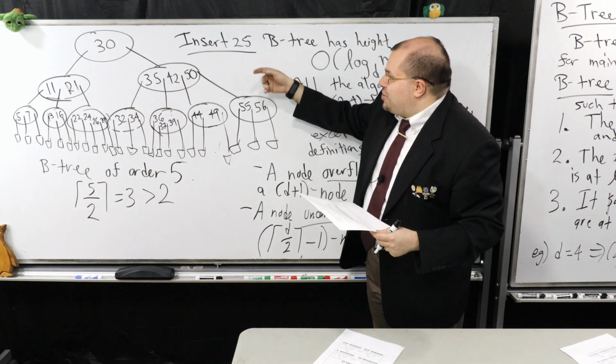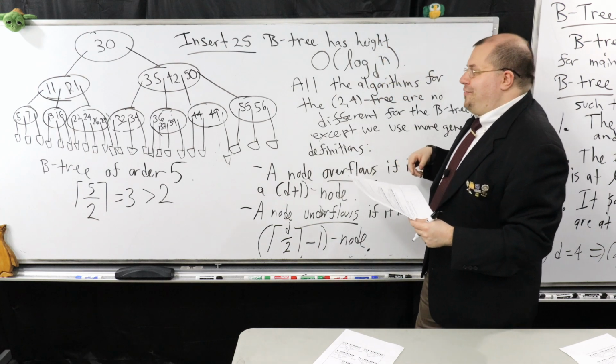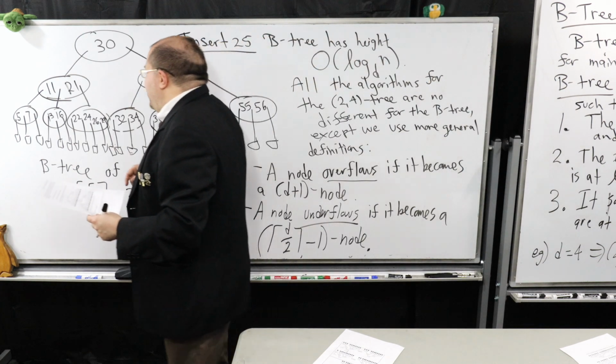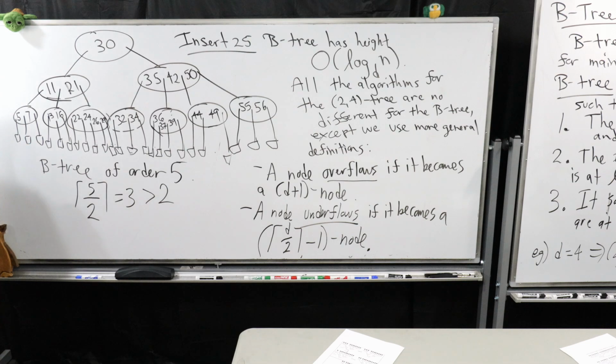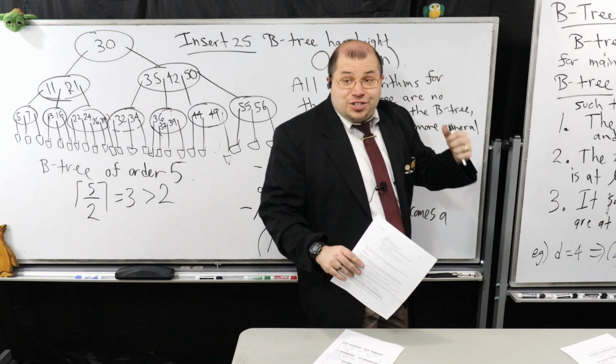So if I do insert 25, you actually know the algorithm for this. So first, can somebody tell me which node it should go in? Which one? So can somebody tell me the keys of the node that 25 should go in?